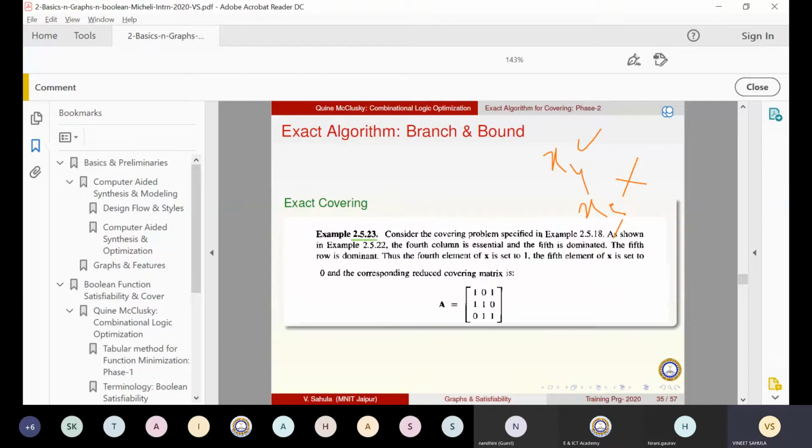Either choose one or do not choose one. Then see what is the cost. Then decision on X2, choose or not choose. Then decision on X3, choose or not choose. By the way, for a binary decision diagram, we have taken up from the top. We have binary decision diagrams to go for different vertices.